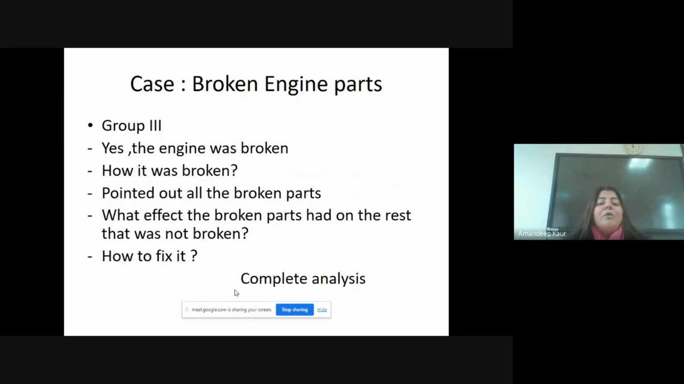There may be a third group of students who agreed that yes, the engine was broken, how it was broken, pointed out all the broken parts like group 2, what effect the broken part had on the rest that was not broken, and then also provided a solution for how to fix it. So if we divide our class into three different groups, there is one group that is able to achieve the level of excellence. That group is able to perform a complete analysis as far as the case study analysis activity is concerned.